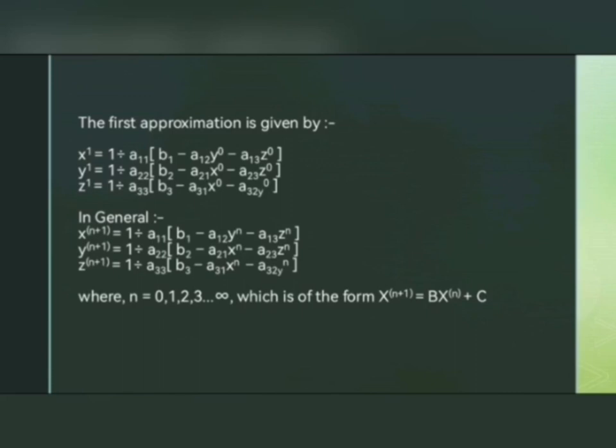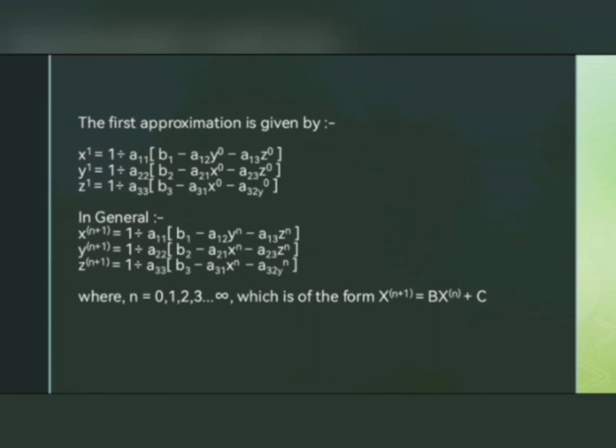In general it is given as x(n+1) equals 1 divided by a11 into b1 minus a12 y(n) minus a13 z(n), y(n+1) equals 1 divided by a22 into b2 minus a21 x(n) minus a23 z(n), and z(n+1) is equal to 1 divided by a33 into b3 minus a31 x(n) minus a32 y(n), where n is equal to 0, 1, 2, 3 and so on till infinity, which is of the form x(n+1) equals B x(n) plus c.